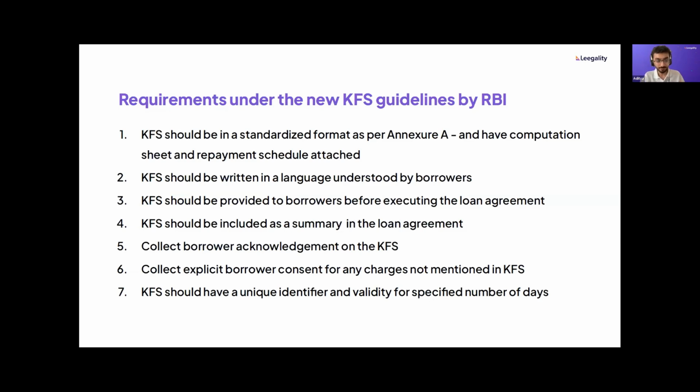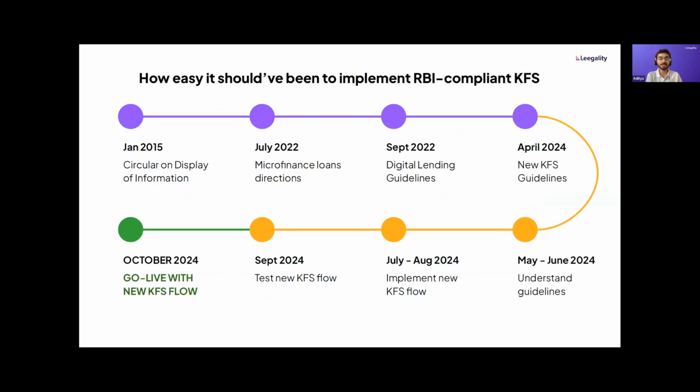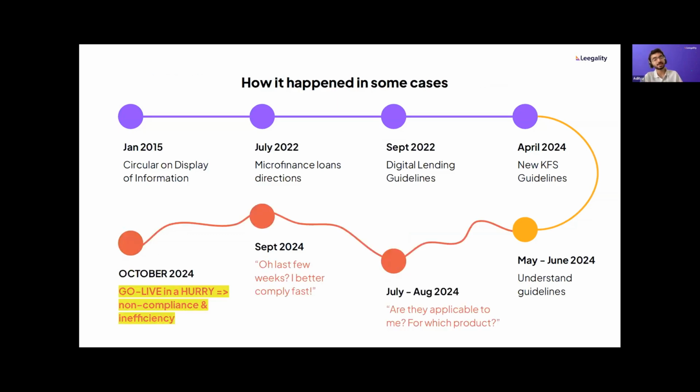Old news for you. So when RBI released the guidelines, they gave a 6-month timeline to comply, from April to October. And this is probably what they thought the process would be like, right? A very smooth, fuss-free process. But in reality, for many lenders, this is how it ended up, right?